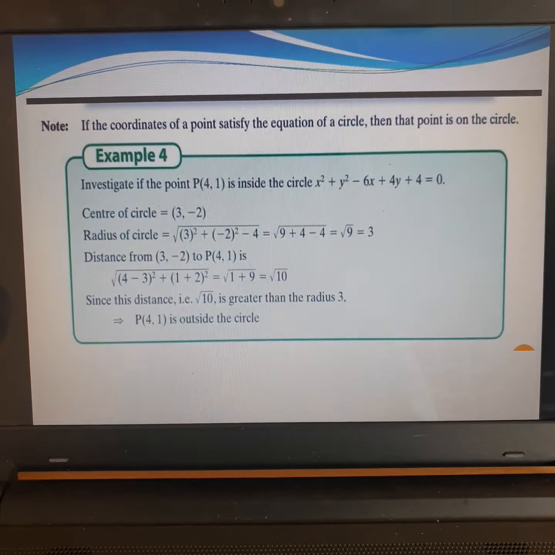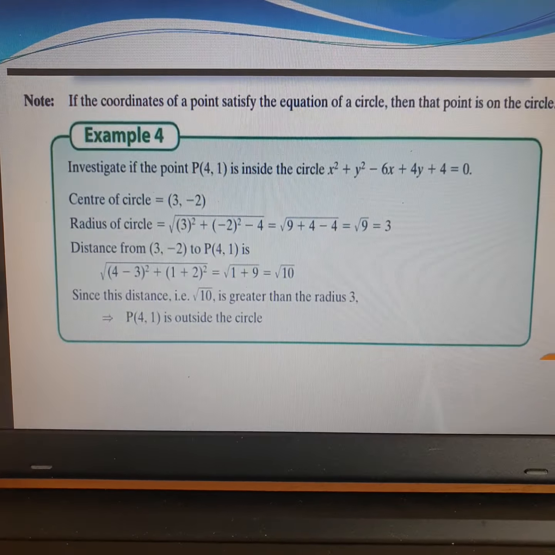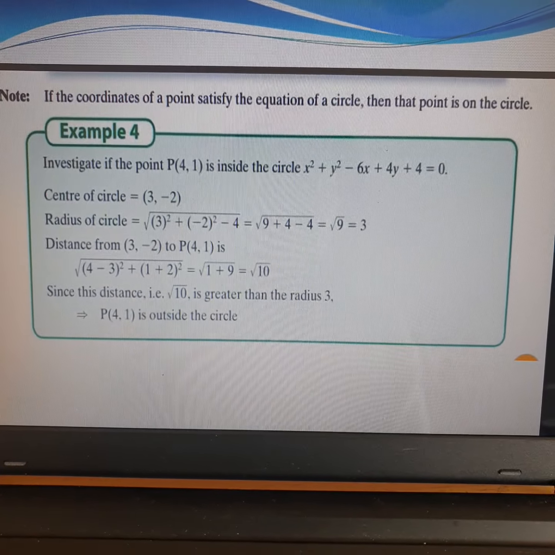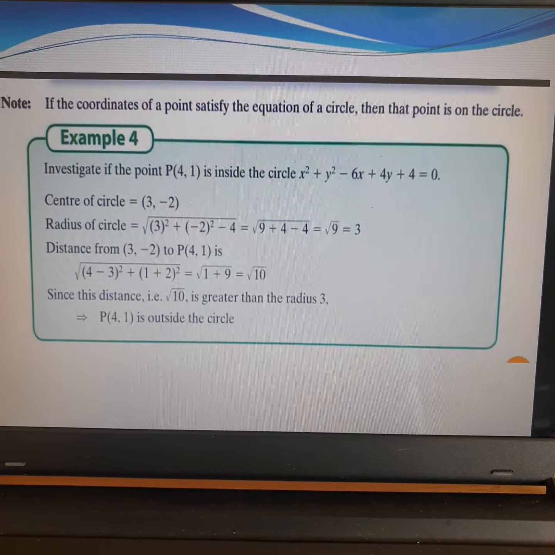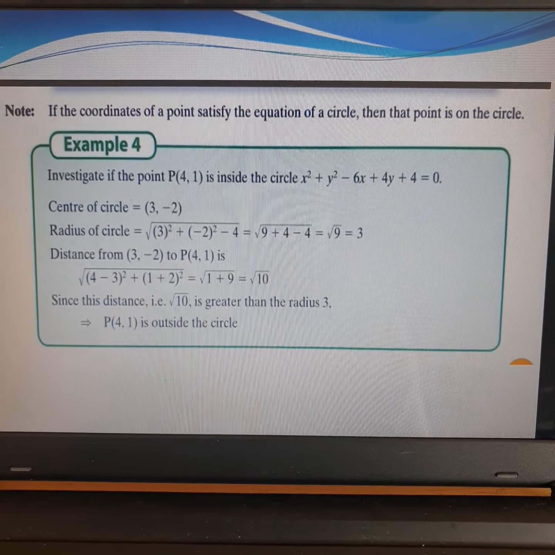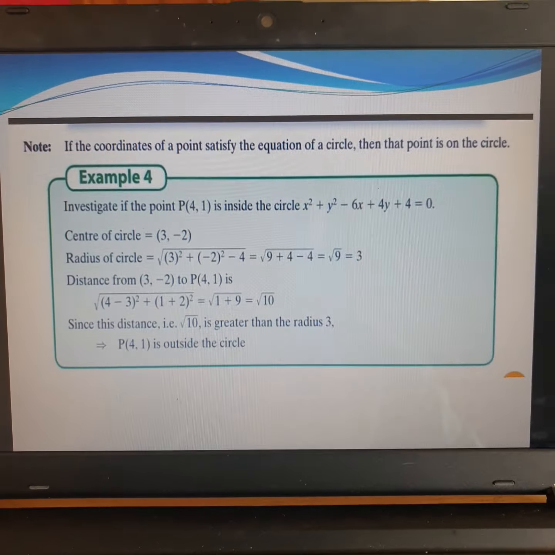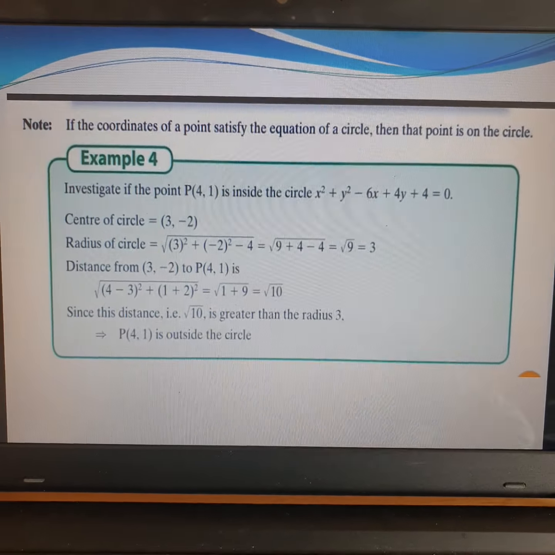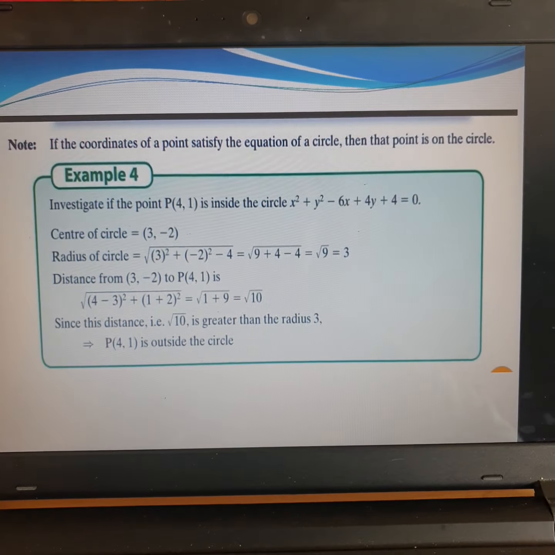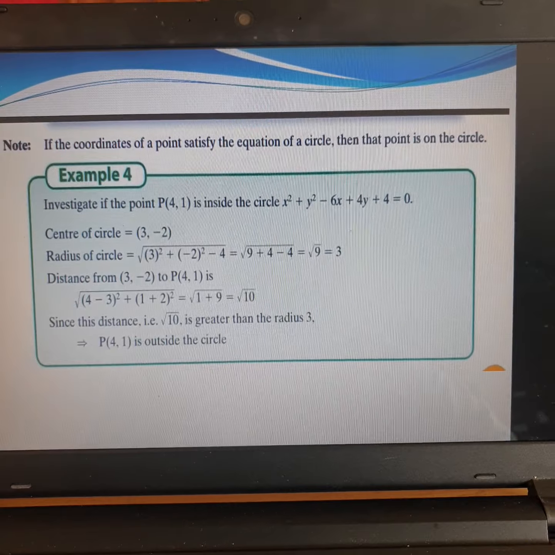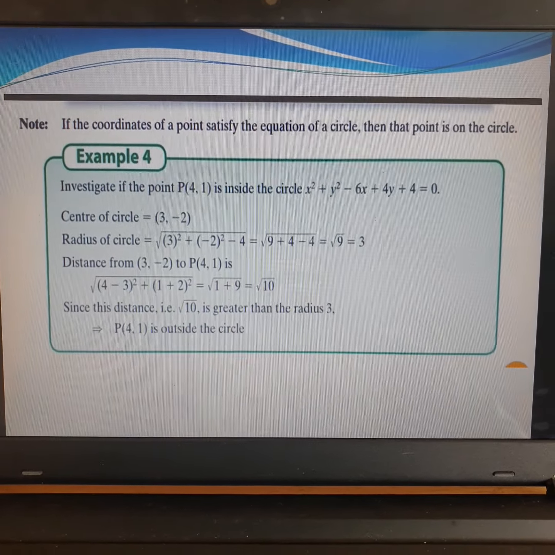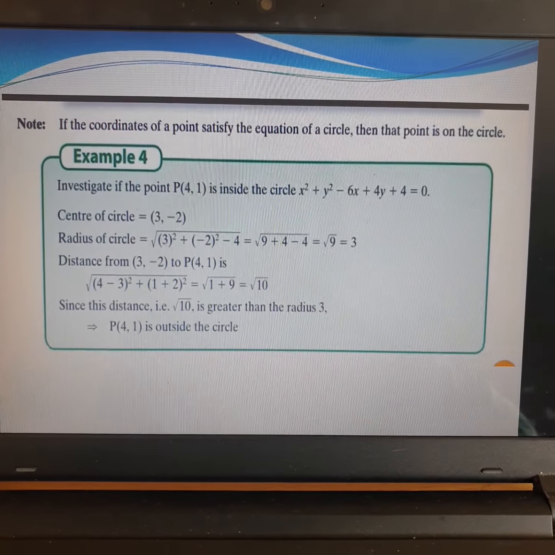Okay, let's look at this example here. If the coordinates of a point satisfy the equation of a circle, then that point is on the circle, right? It's like when you have to show whether a point is on a line or on the equation: you'd sub it in and it would satisfy the equation. The left-hand side would equal the right-hand side. So as it says here, if the coordinates of a point satisfy the equation, then the point is on the circle.